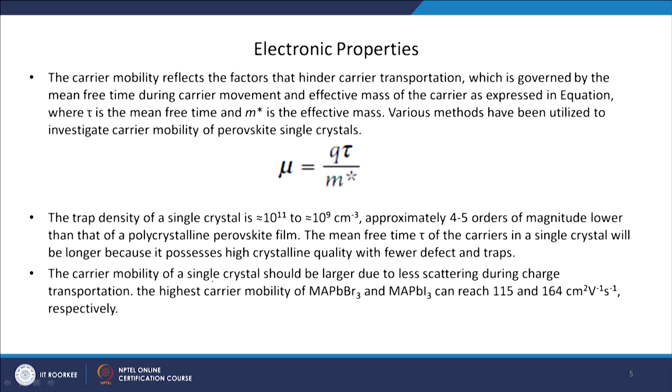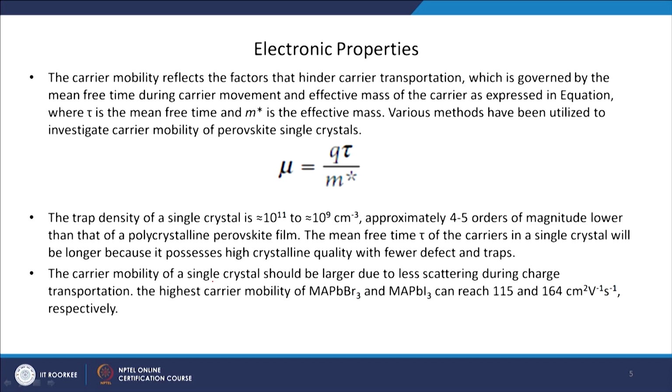The carrier mobility reflects the factors that hinder carrier transportation, which is governed by the mean free path during carrier movement and the effective mass of the carrier, as expressed in the following equation, where tau stands for the mean free time and m star is the effective mass. Now, various methods have been utilized to investigate carrier mobility of perovskite single crystal.